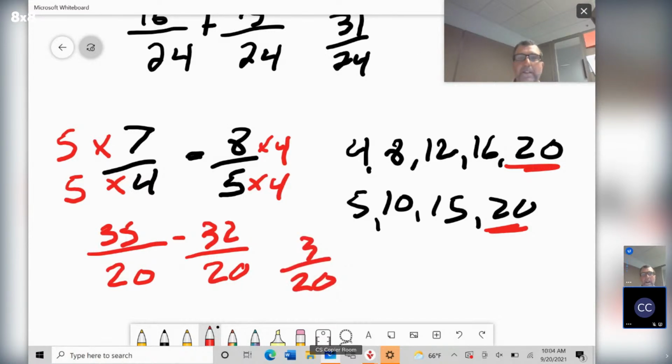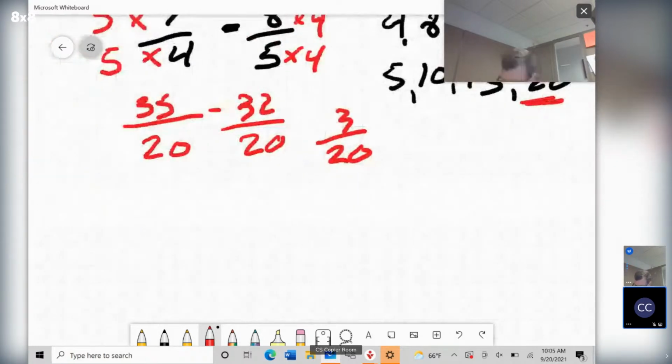Because when we're subtracting or adding fractions, we just add or subtract the numerators. We don't have to do the denominator. You don't have to do 20 minus 20. We're just doing 35 20ths minus 32 20ths, so it's going to be 3 20ths. Okay, so it's really important that we're able to understand how we find these multiples, okay? Let's do an addition problem here. Let me see.